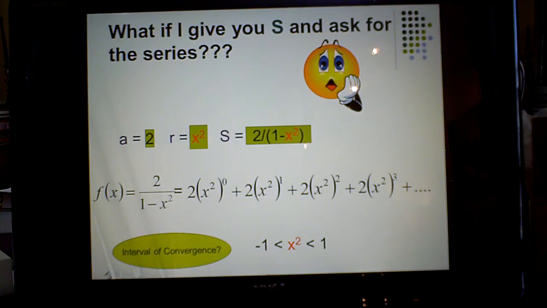What am I asking? What values can you square and stay between negative 1 and 1? That's what I'm asking. And those are the same values that if you put in for x will stay between negative 1 and 1. So for instance, think about negative 1/4. If I put negative 1/4 in for x, I square it, will I be between negative 1 and 1? Yes. If I put 1/4 in here, will I be between negative 1 and 1? Yes. So here's my interval of convergence.